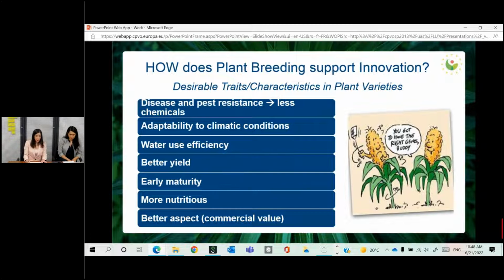And here we can see on screen the pest resistance, for instance. So this is about creating new, stronger, resilient varieties that do not need the application of chemicals, pesticides, and so on. Then we can see reference made to adaptability to climatic conditions. So basically, this can refer to the notion of varieties that require less water input or that are drought tolerant, as I was mentioning.